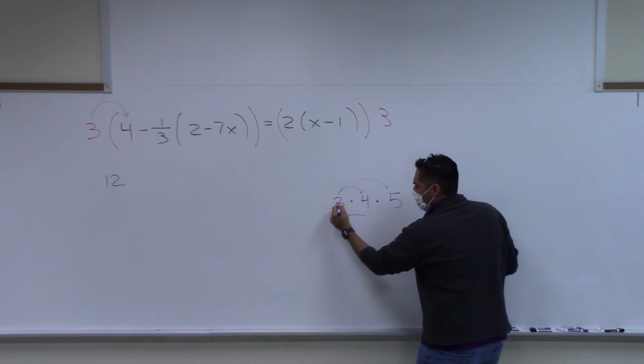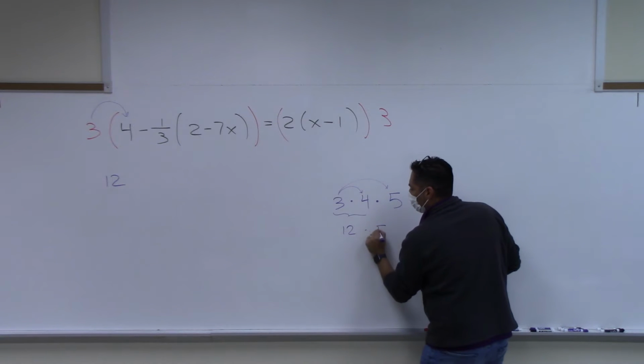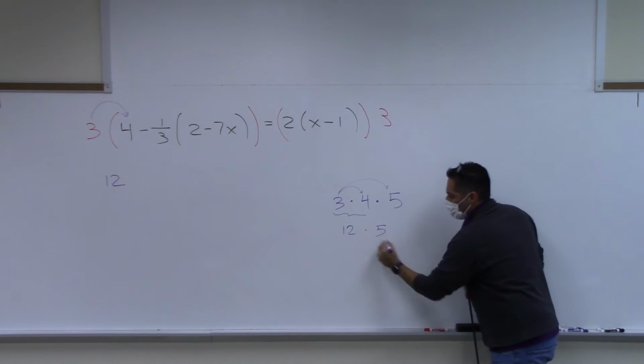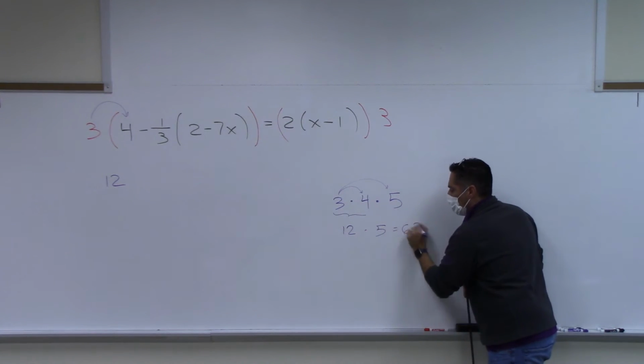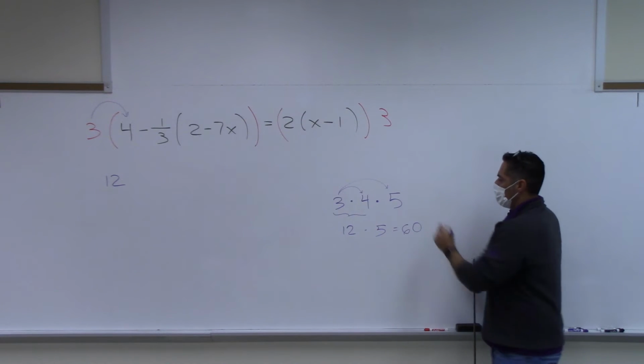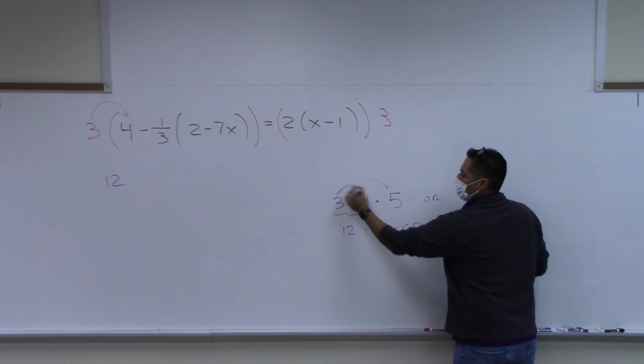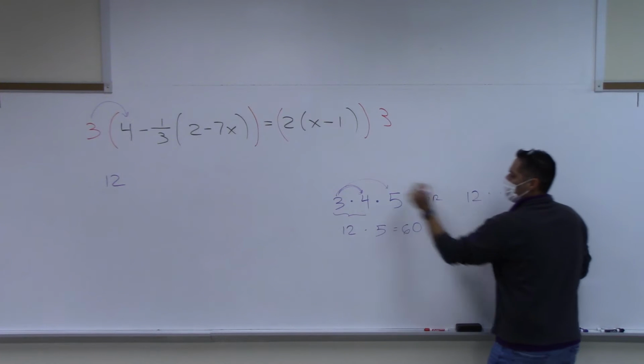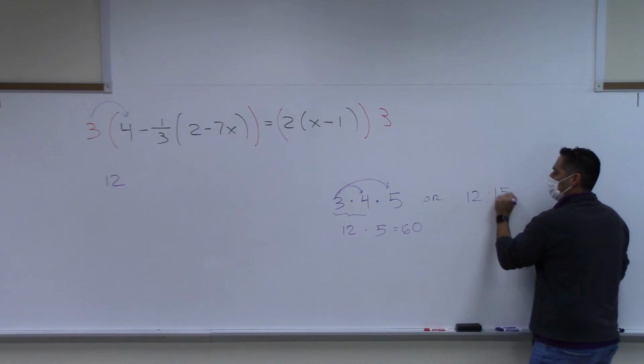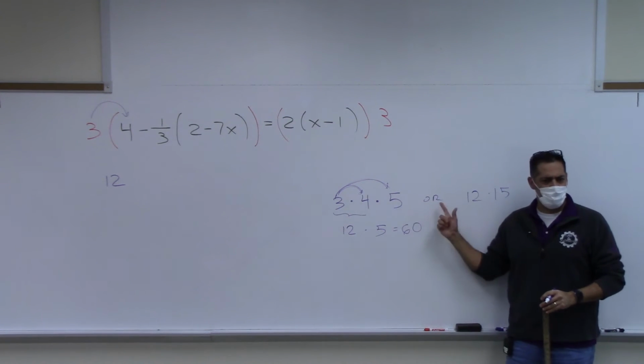You know what I'm saying? Like, is it 3 times 4 is 12, and then times 5, and then that gives you 60? Is it that? Or is it 3 times 4, which is 12, times 3 times 5, which is 15? Does that make sense, the two different things I'm doing here?